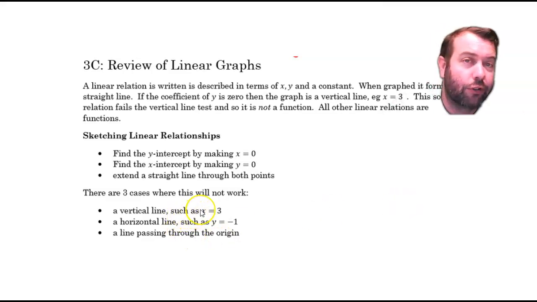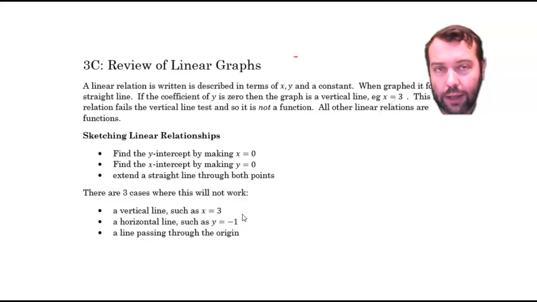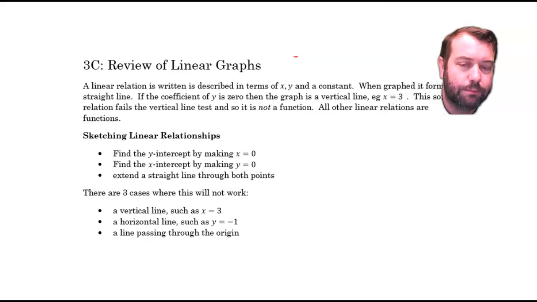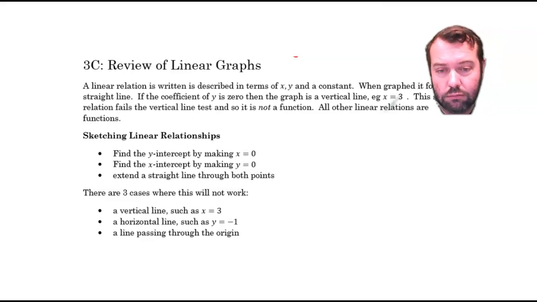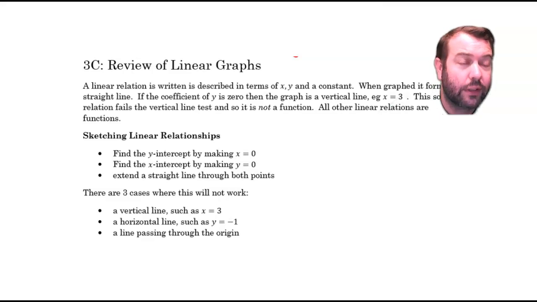As for the vertical and horizontal line, we should be able to recognize those. Vertical lines take the form x equals a constant. Horizontal lines take the form y equals some constant value. So we can recognize and sketch those immediately. And I should just point out that a vertical line, such as x equals 3, will fail the vertical line test. Therefore, it is not a function.